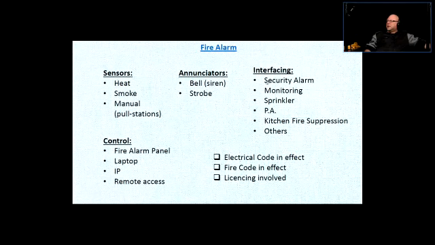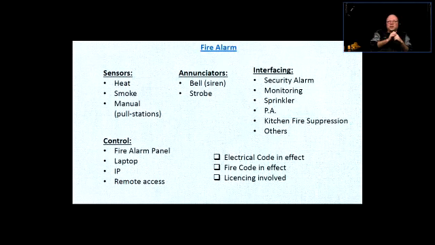Interfacing. A fire alarm can be interfaced with a security alarm, or vice versa. Monitoring is the same as with security alarms. A lot of companies that install fire alarms also offer security alarm installations, because those two go hand in hand quite often. They're very similar. So there could be a security company that also offers fire alarms, or an electrical company that also installs fire alarm systems, right? But the security alarms and the fire alarms can be interfaced.